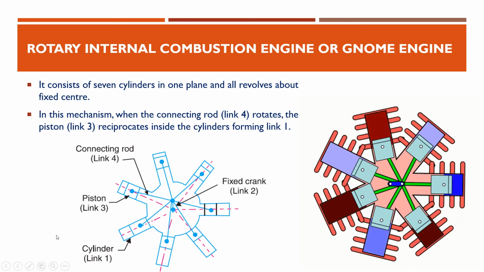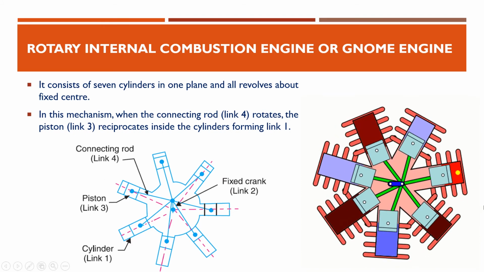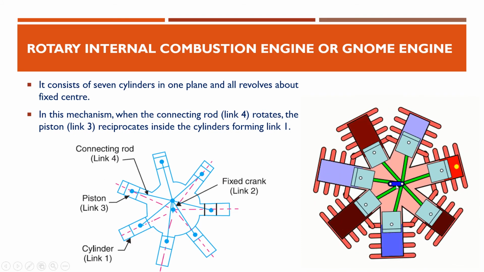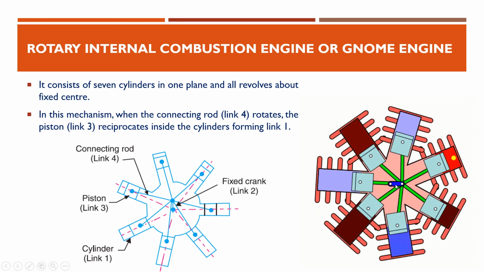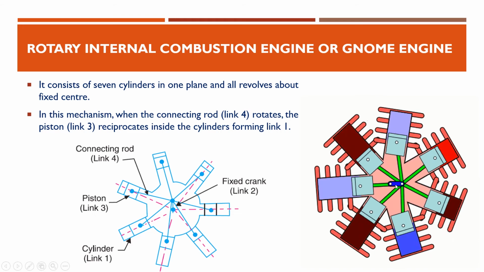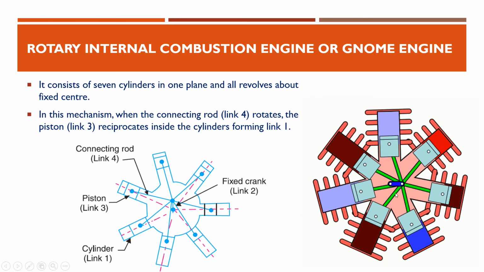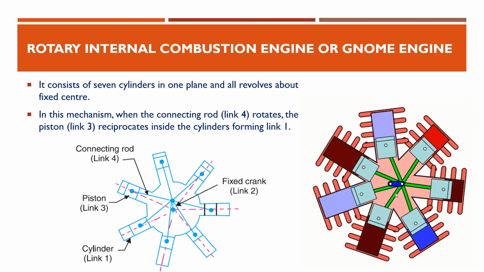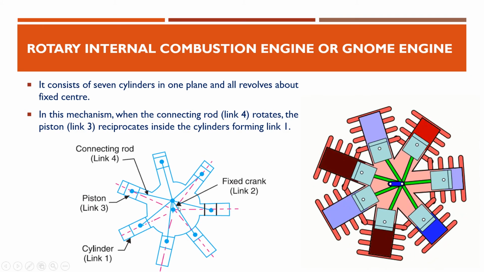you can see that actually the crank is the fixed one. Look into this animation. This is the crank, this blue portion is the crank. This is the fixed portion, the fixed link. The connecting rod rotates and the piston reciprocates inside the cylinder. So, this is what is happening here. The crank is the fixed one.